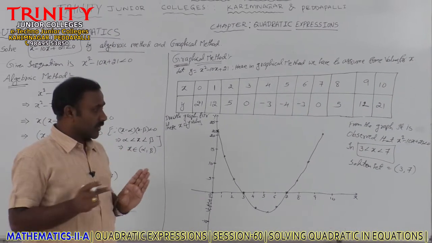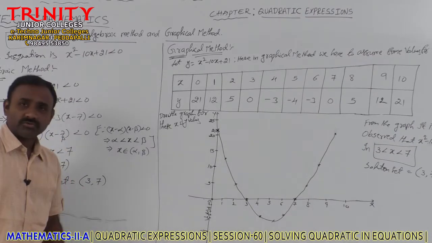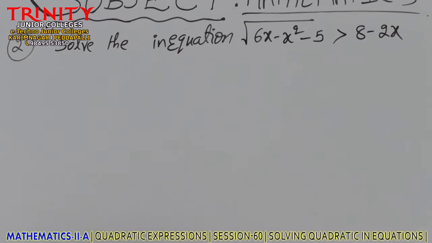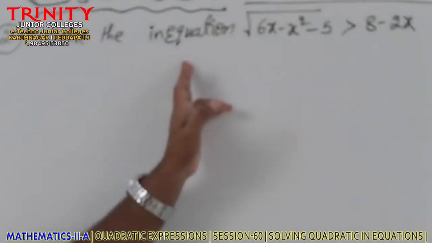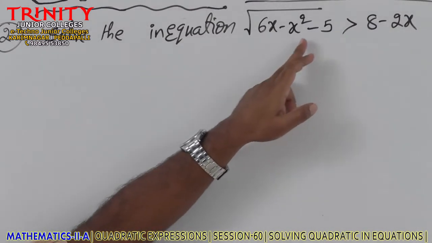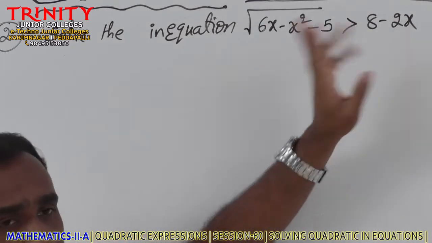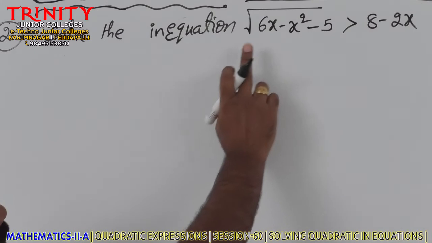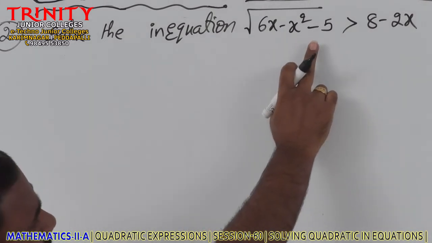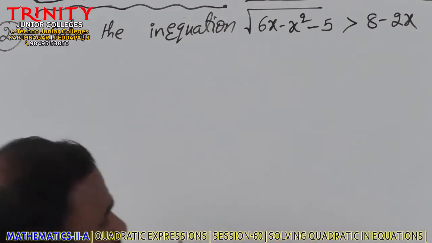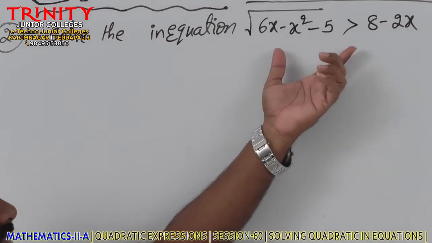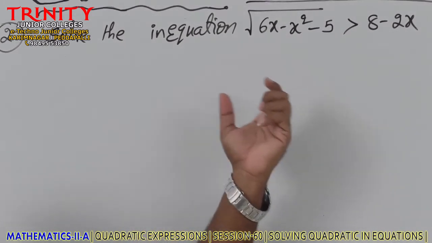Okay, we'll do one more problem solving the inequation. Now we'll do one more problem: solve the inequation root of 6x minus x square minus 5 is greater than 8 minus 2x. For what values of x is this inequality possible, he was asking.